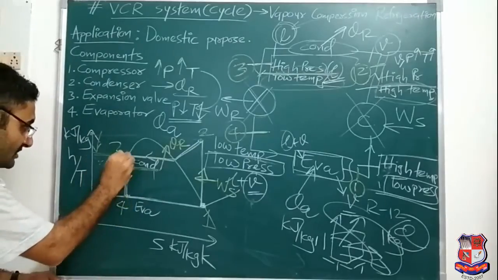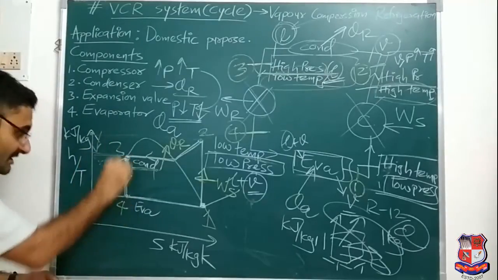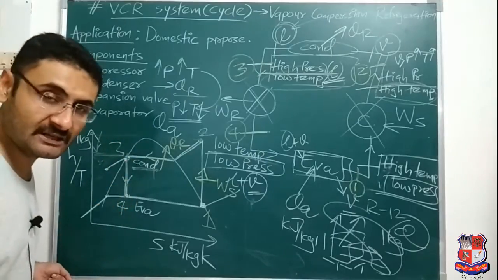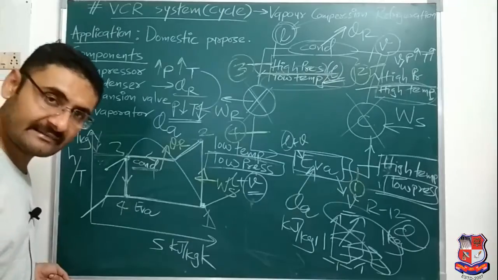So the inlet of the expansion device is high pressure and the outlet is low pressure. Pressure is directly proportional to temperature. So in the expansion device, what has happened? Temperature is decreasing, pressure is decreasing.